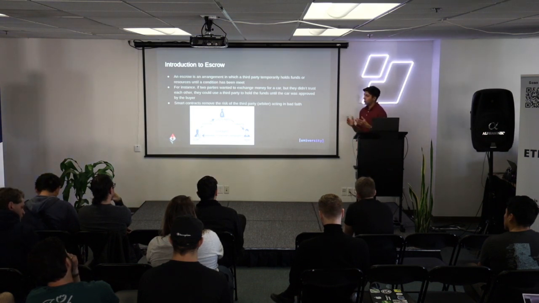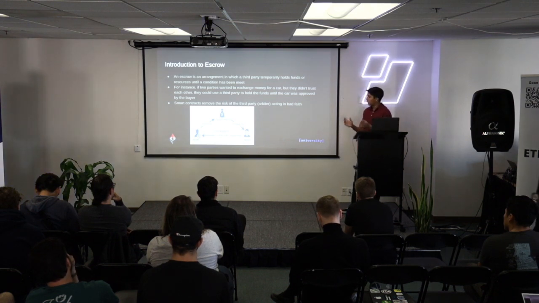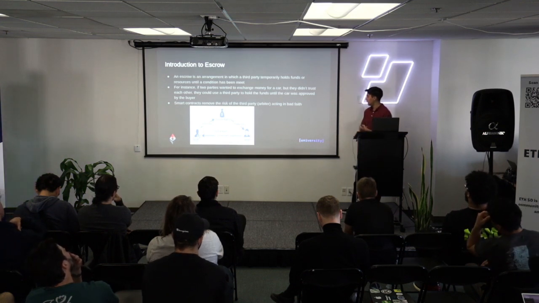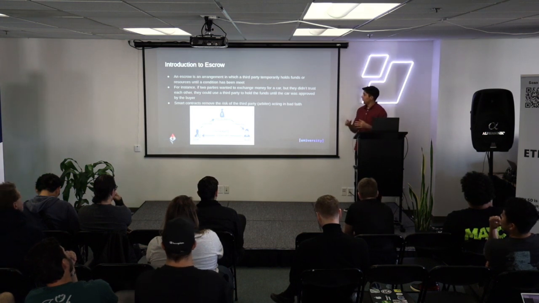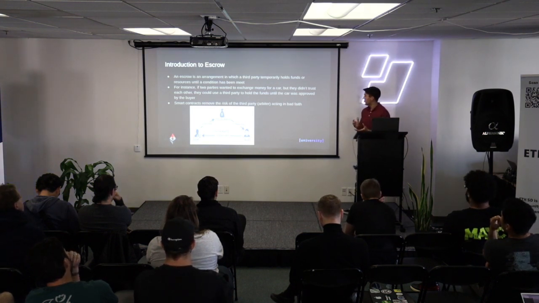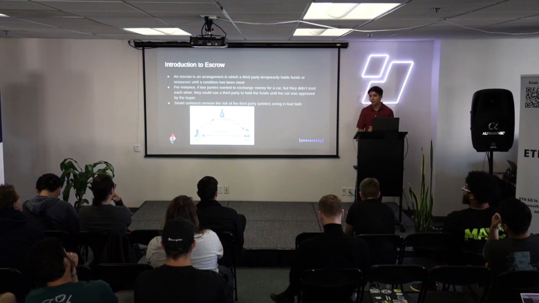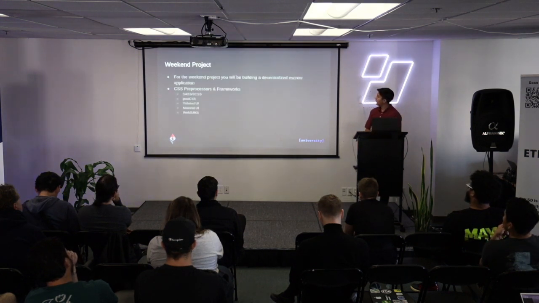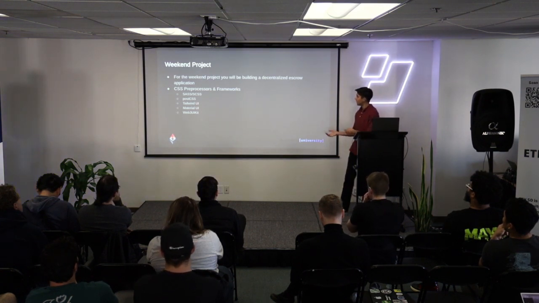But as you know, there's always the chance of human error. If something were to go wrong, if the escrow agent were to act in bad faith, for instance, the buyer or seller could still lose out. This is where smart contracts come into play, because they replace the role of the escrow agent and use logic to release the funds once a condition is met. For the weekend project, you're going to be building a decentralized escrow application.